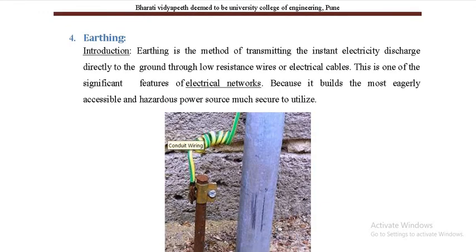Now let us move ahead to what is called earthing. A few minutes earlier I talked about grounding or earthing. Grounding is the same as earthing. A wire is taken from the installations to the ground, so that if any fault occurs, the fault current, instead of flowing through the operator's body, will go directly to the ground. That is why this provision is always made, and this is what is called earthing.